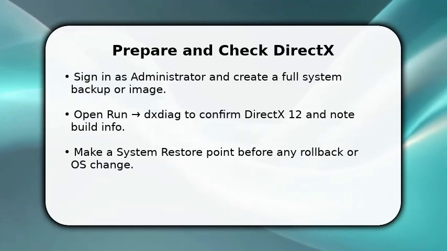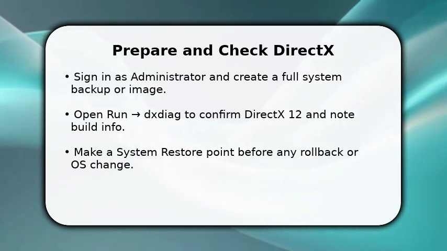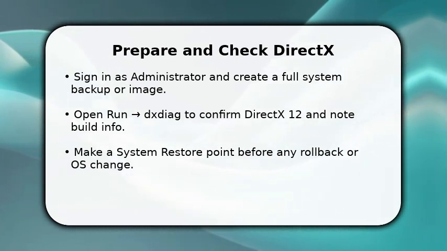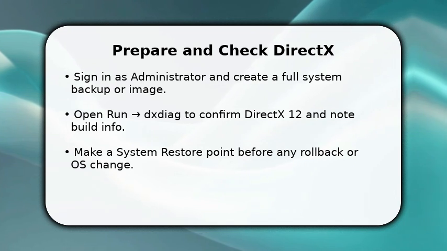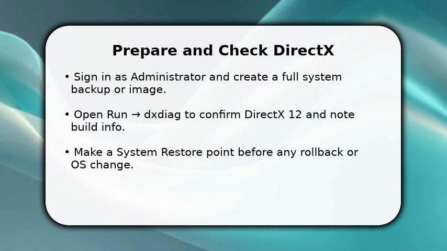You start by confirming the version and protecting your system. Run dxdiag now and write down the DirectX version. This tells you if DirectX 12 is active. Make a full backup or system image, and then create a system restore point. Make sure you are using an administrator account.